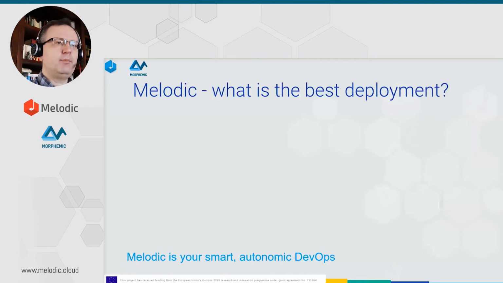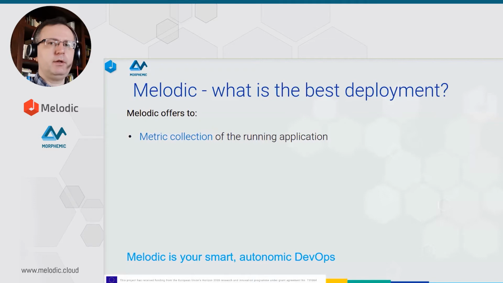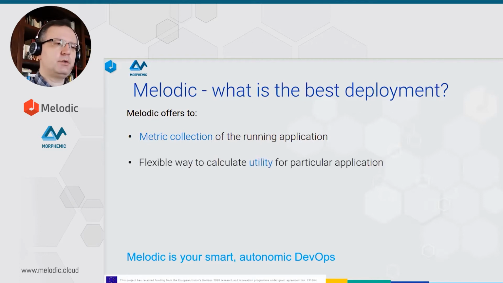The second unique element is the way of determining what is the best deployment. Melodic collects metrics, so different measurements like CPU usage, memory usage, and other technical metrics, but also business metrics like average response time to the customer, average handling time for the customer, average time for processing a given job, and so on. And additional metrics can be very easily added, especially metrics specific to the application.